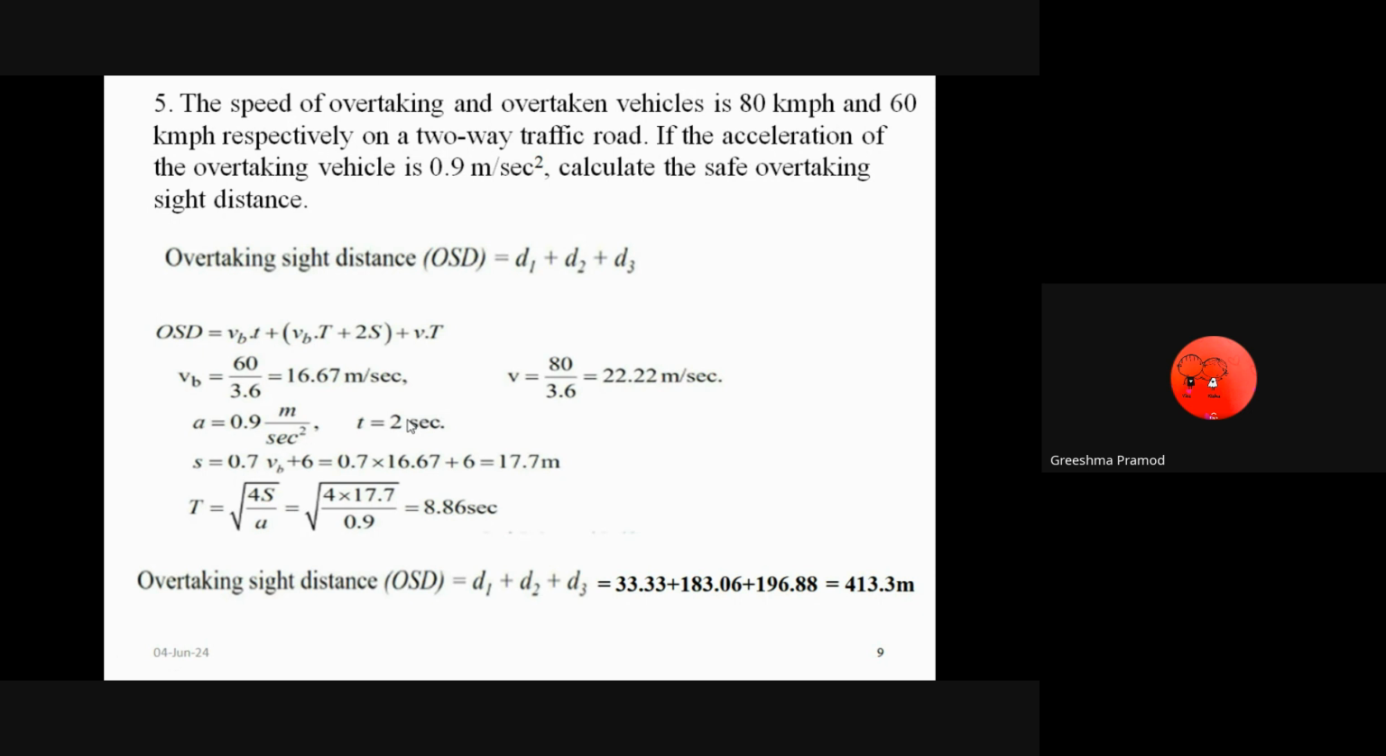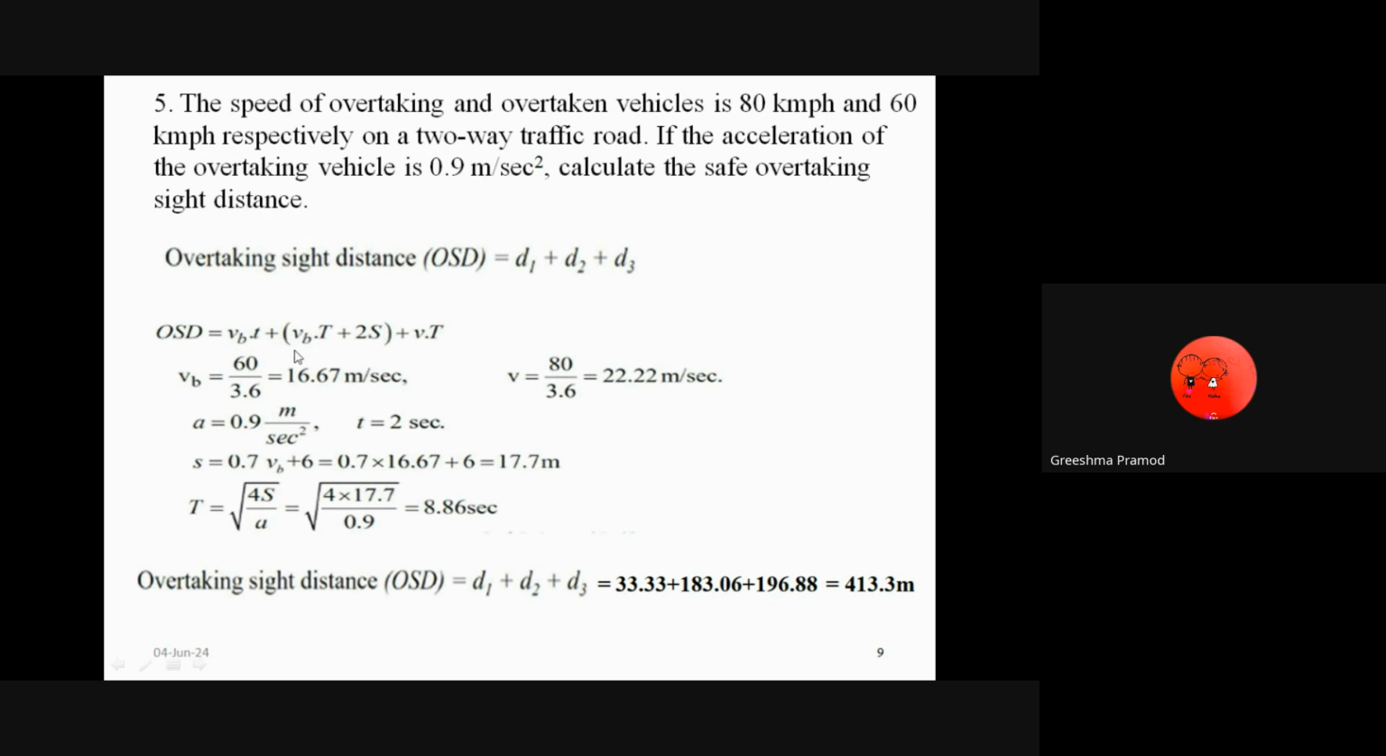Okay, so OSD can be given as D1 plus D2 plus D3. This D1 is vb into t. Small vb indicates the value which is given to you, 80 kilometer per hour, converted to meter per second. Into t is the reaction time, or the total reaction time, which is taken as 2 seconds. This is D1. Then D2 is vb into t plus 2 into the spacing.